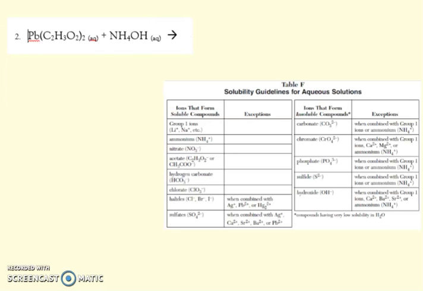Okay, so let's look at the next one. Lead acetate and ammonium hydroxide. Right at the beginning, I can tell anything that has an acetate is going to be soluble, so lead acetate is soluble. Anything with ammonium is going to be soluble, so ammonium hydroxide is soluble. If we do indeed have a double replacement reaction, then ammonium would switch partners and become ammonium acetate. So let's write that one. And there's the formula for ammonium acetate. The other product is going to be the combination of lead with hydroxide. So now let's write that one.